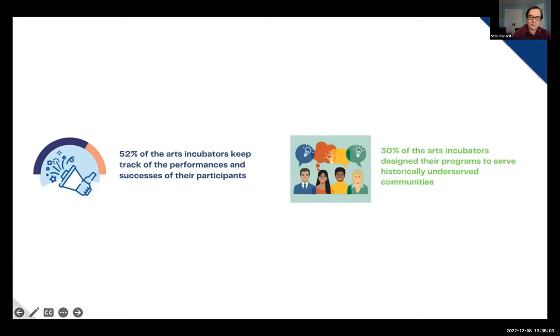Okay. Also, 30% of the arts incubators are designed to serve historically underserved communities. It does not mean that the other 70% don't serve, say, BIPOC or LGBTQ plus artists, but they don't necessarily limit their scope as to who they serve. But 30% of them were very, very mindful as to who they're dedicating their efforts and their fundraising and their services to. Okay, next slide, please.